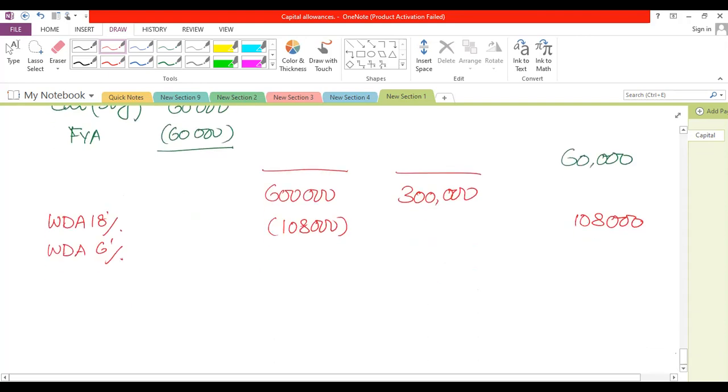Due to claiming the AIA on special rate pool item first, we have more amount available in the main pool, so it can attract 18%. But if we use AIA against the main pool item first, then the remaining item will be part of the special pool and it will only attract 6% WDA. This is the reason why we use the special pool item first against AIA and then the main pool.